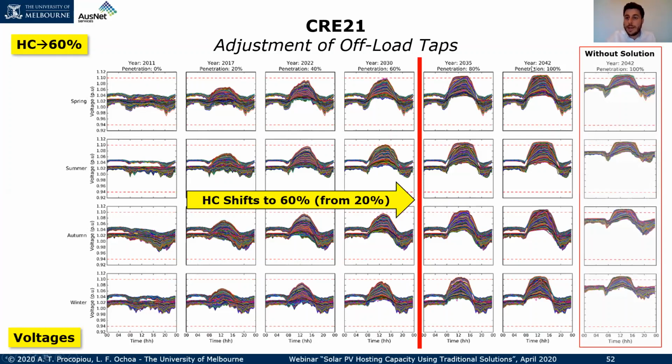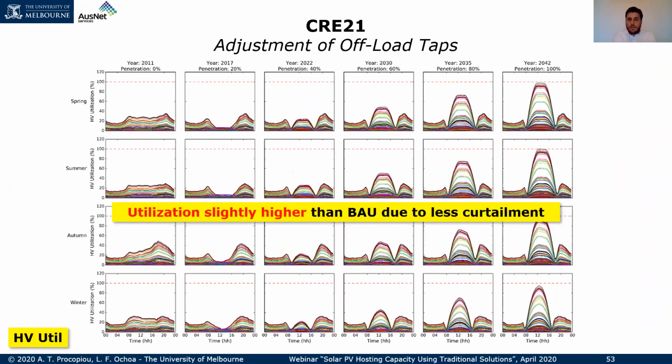We can clearly see the reduction in voltage that we can successfully achieve by leveraging the offload tap changes. And this allows us to have more and more PV systems in the network without having voltage violation issues. Now, this is a clear benefit in terms of voltage.